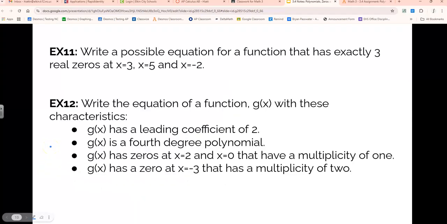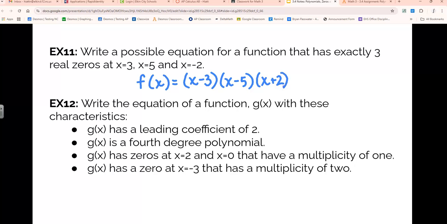So let's look at writing equations. Write a possible equation for a function that has exactly 3 real zeros at x equals 3, x equals 5, and x equals -2. So this should be pretty simple if we're writing this function. We're going to have f of x equals, what will I write for x equals 3? x minus 3, right? Just use the opposite sign. At x equals 5, I'll use x minus 5. And at x equals -2, I will do x plus 2.